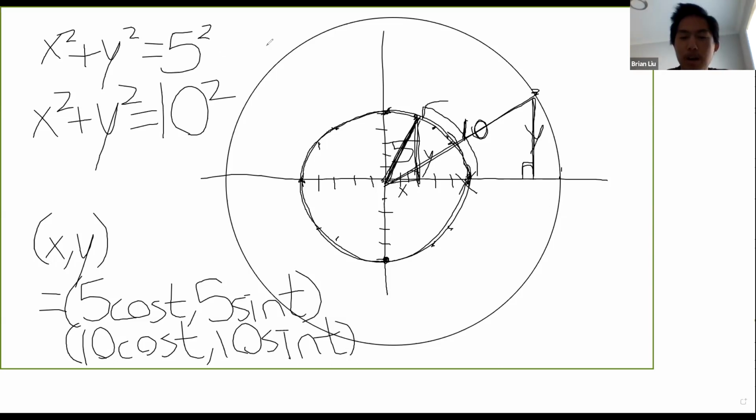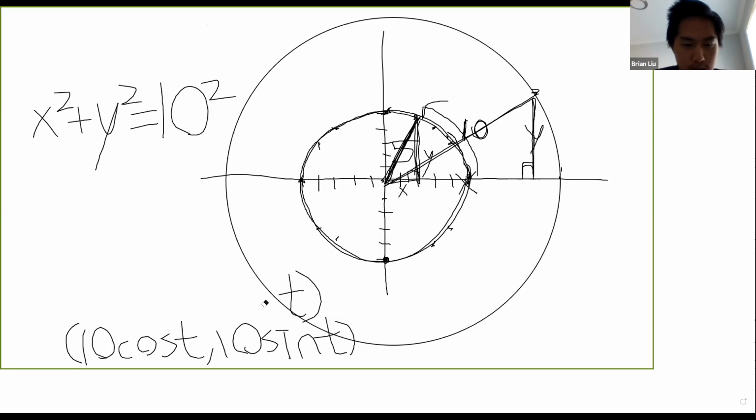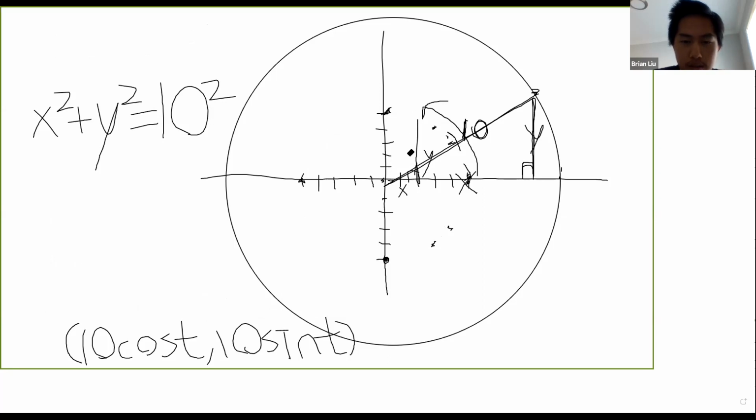Right. Now, how do we shift this circle 10 to the right? That's another transformation we can do. So first we enlarge this smaller circle by 10 and came up with this bigger circle with equation x squared plus y squared equals 10 squared. Now I'm going to erase this original circle. Right, and we're going to try to move this big circle 10 to the right.